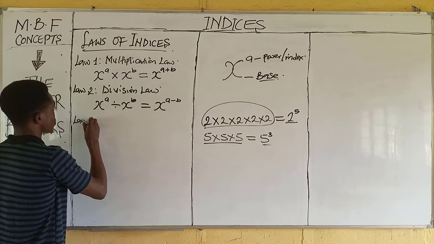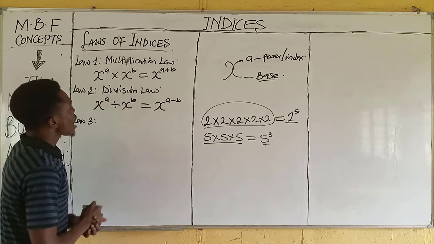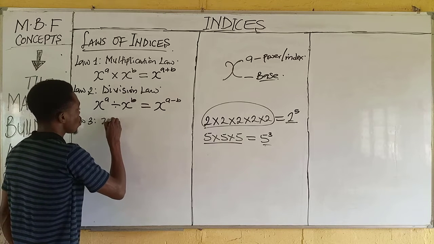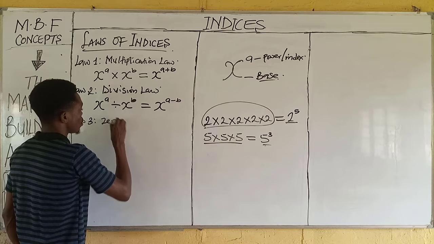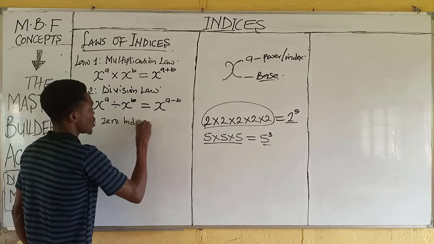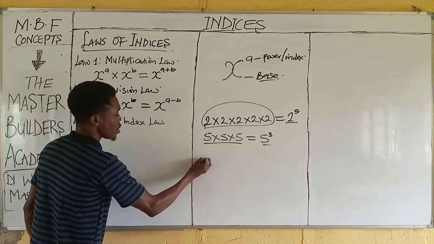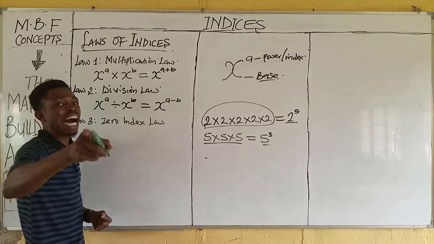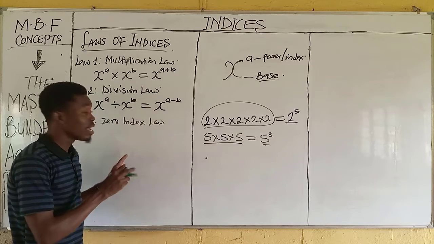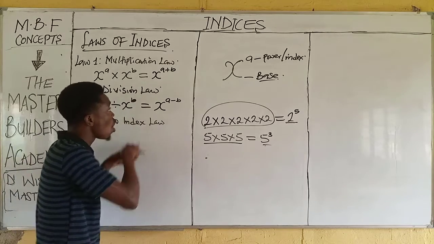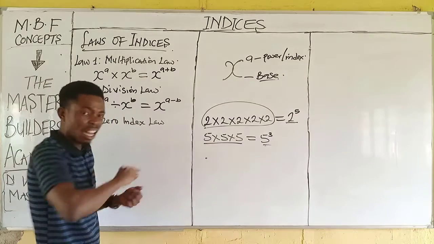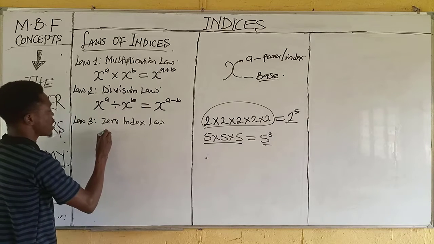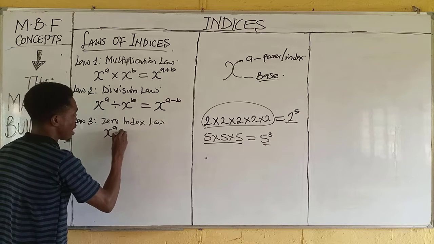Law number 3. Now for law number 3, we call this the zero index law. Don't forget that index is power. That means zero power law. Another word for this: zero index law or zero power law. That is to say the power of the exponent is 0. In this case I have x raised to the power of 0.